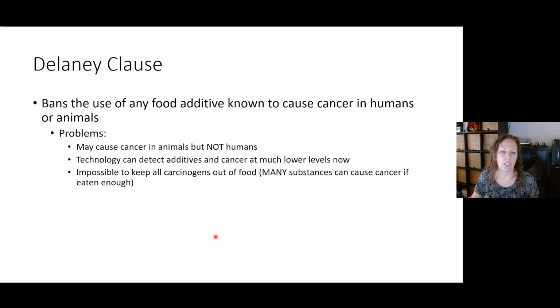Finally, it's impossible to keep all carcinogens out of food. Many substances can cause cancer if eaten enough. And that even includes sugar, right? Sugar and high carbohydrate diets can cause lots of inflammation in your bodies. There's evidence that milk causes inflammation in your body, and inflammation leads to cancer. So it really is impossible to keep all carcinogens out of food, because anything, if not eaten in moderate quantities, can cause cancer.